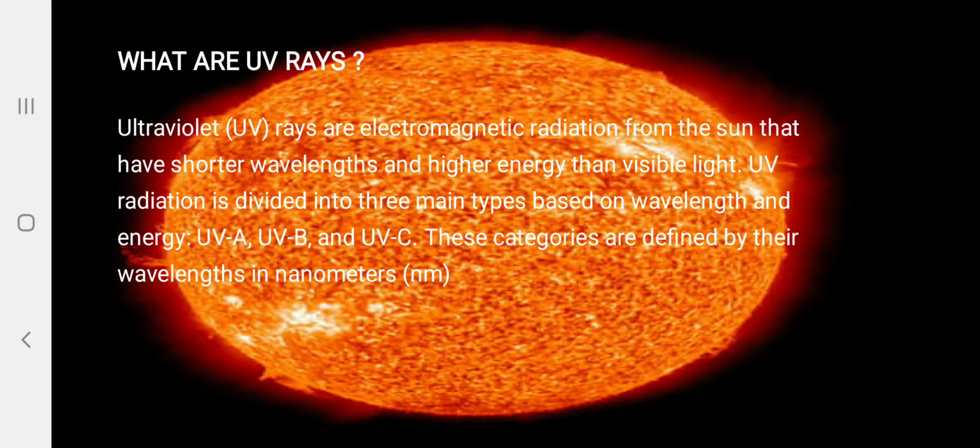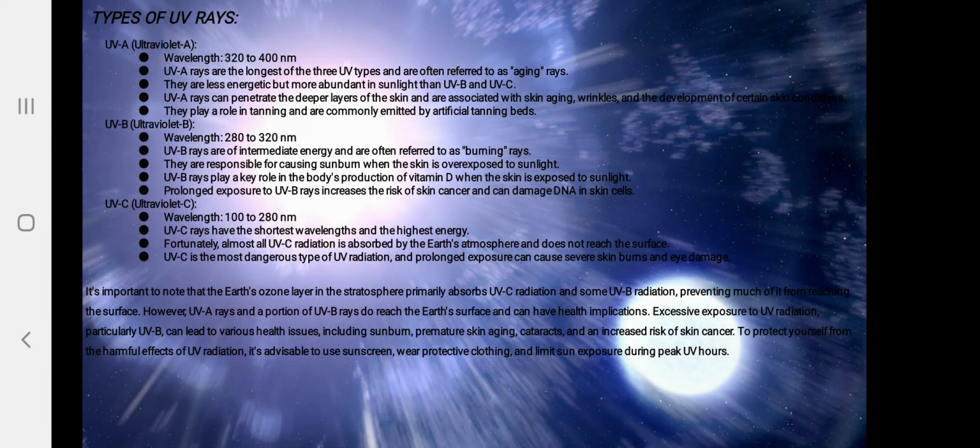So let's study what these UV rays are. They are electromagnetic radiation from the sun. They have different wavelengths, shorter and higher according to the categories. The categories are UVA, UVB and UVC. UVA's wavelength is 320 to 400 nanometers, and they're the longest of the 3 UV types.